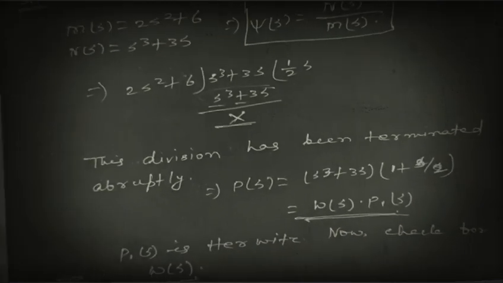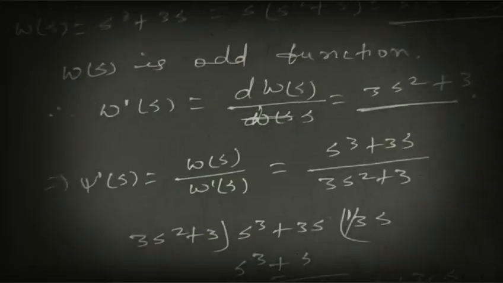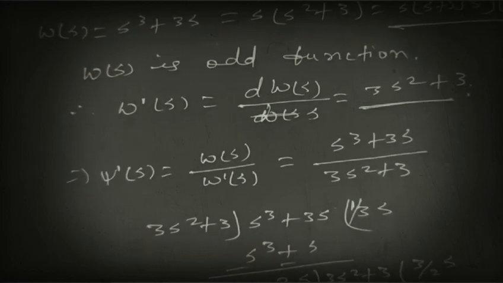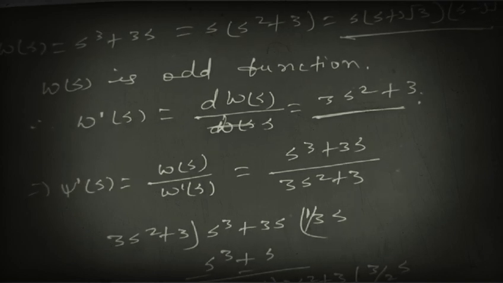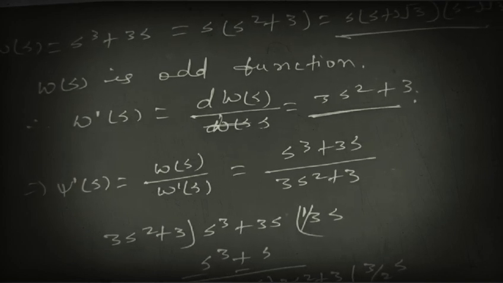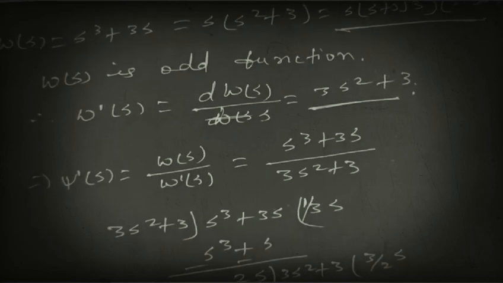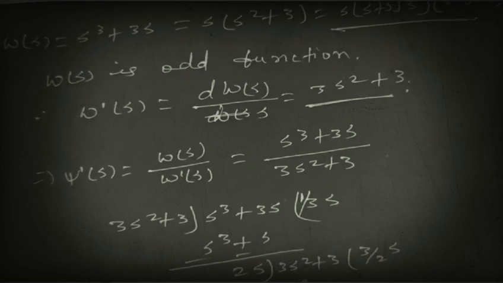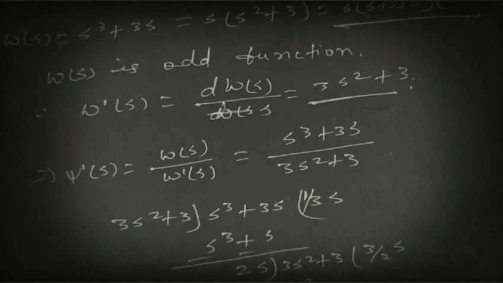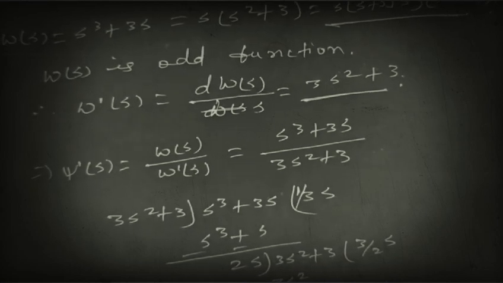Next we have to check for s cube plus 3s. How can we check for s cube plus 3s? We write W(s) equal to s cube plus 3s, which is s into s square plus 3. So s into s plus j root 3 into s minus j root 3. If you find the roots, we get 3 roots: s equal to 0, s equal to j root 3, s equal to minus j root 3. That means all the 3 roots are lying on the j omega axis.